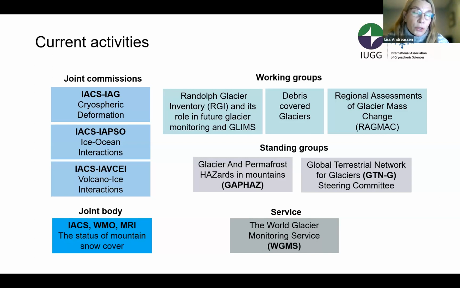Then currently we have three working groups, Randolph Glacier Inventory and its role in future glacier monitoring and GLIMS, debris-covered glaciers, and the regional assessment of glacier mass change RAGMAC. But several of these are towards the end, so we are now focusing on establishing new working groups, and I will present that towards the end of my talk. We also have two standing groups. One is GAPAS, and the other one is Global Terrestrial Network for Glaciers and the steering committee. And I also will present that. Then the World Glacier Monitoring Service is a service of IACS.